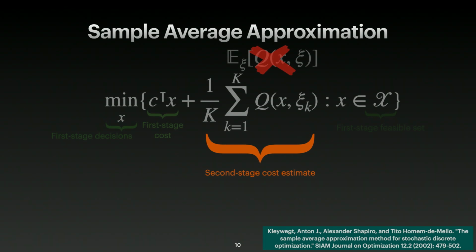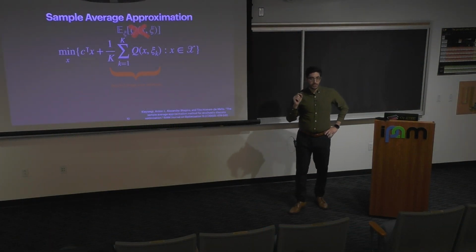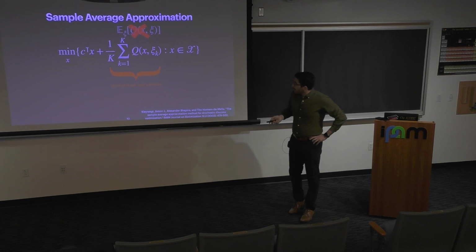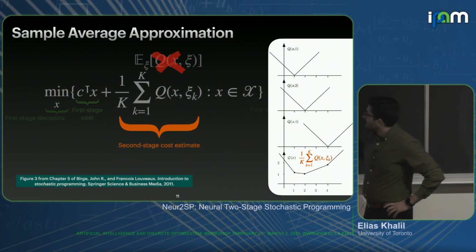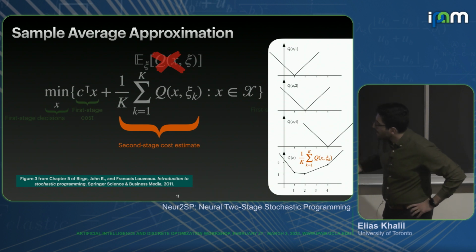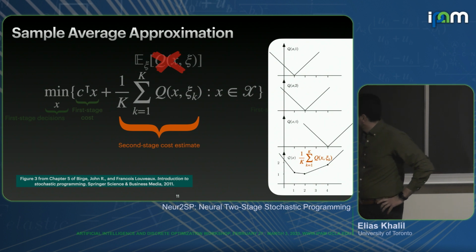The samples here are again a scenario. So in the case of the stochastic server location, these are just vectors of which customers must be serviced. Okay, and then if you do this transformation, you get something like this. So this is a figure from a famous book by Birge and Louveaux on stochastic programming.